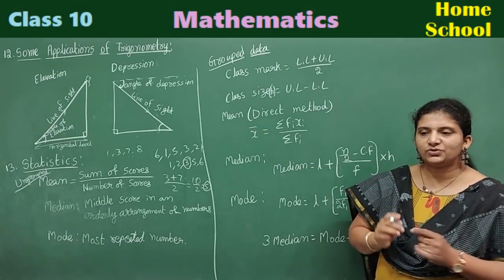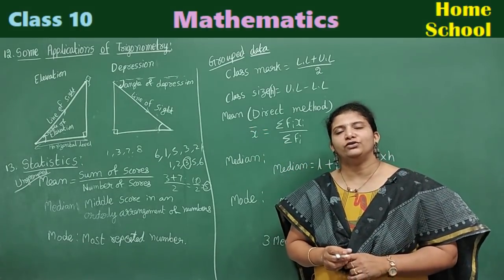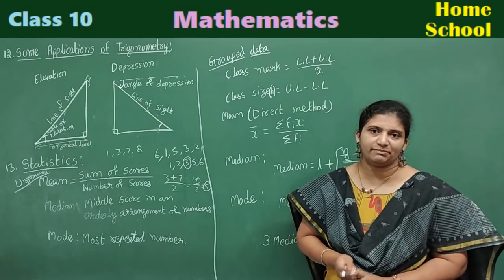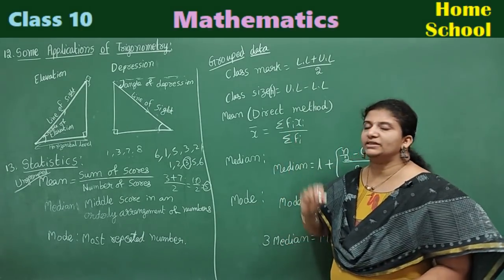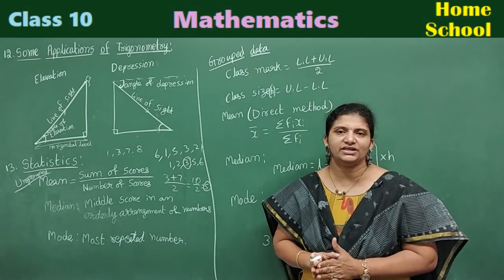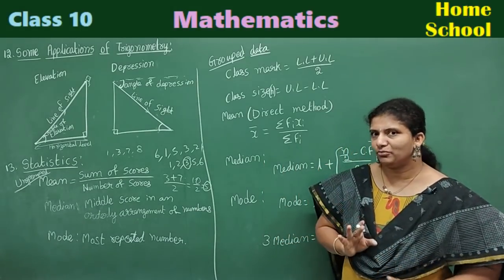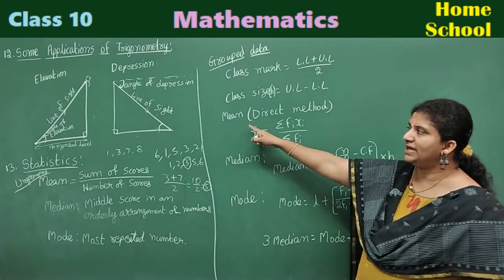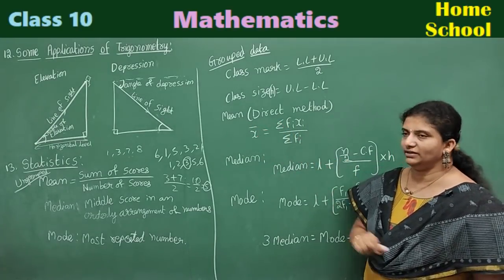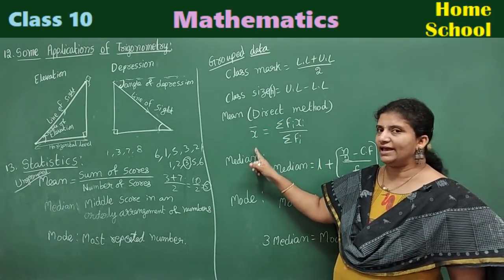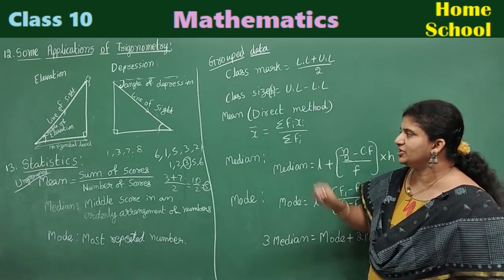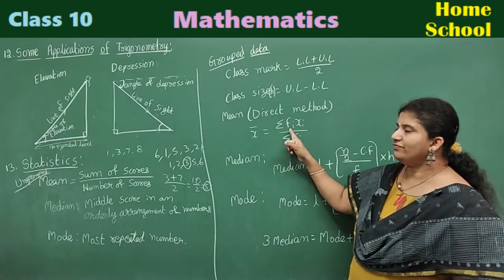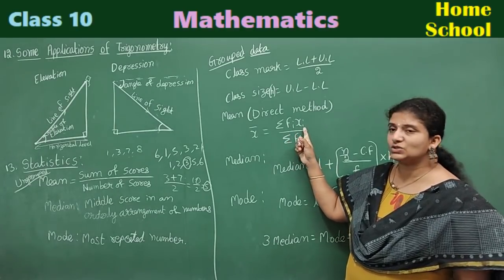Mean. Actually, in statistics we have two more methods, the assumed mean method and the step deviation method. Those two methods are not there. Only the direct method is there for this year's examination. So, only one formula I am going to say for you. That is mean by direct method: mean x bar is equal to summation fi xi by summation fi. F is frequency and x is the score.